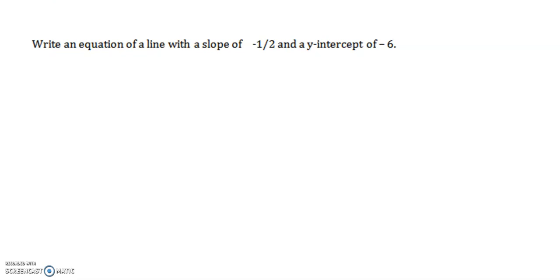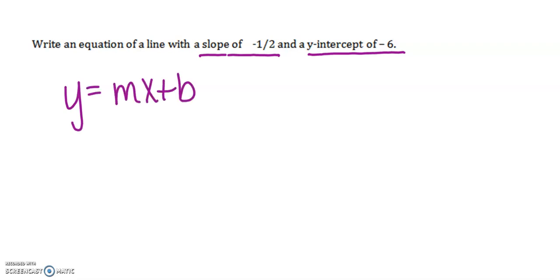So this is just backwards. If I give you the slope of a line, and then I also give you the y-intercept of a line, you should be able to put it into an equation because it's always this formula. The slope is the coefficient of x, which means we're going to replace m with negative 1/2. And the y-intercept is negative 6, so I'm going to replace the plus b with minus 6.